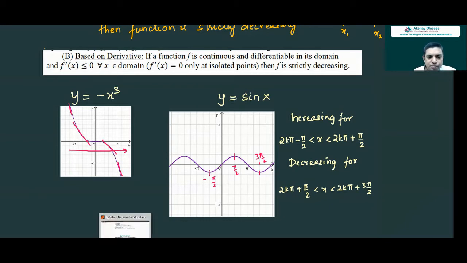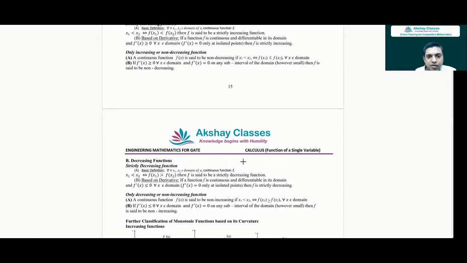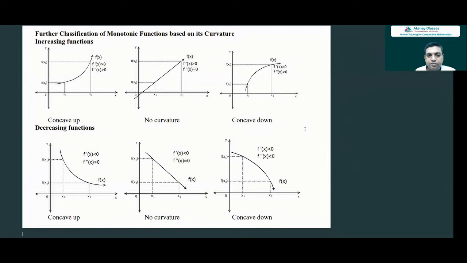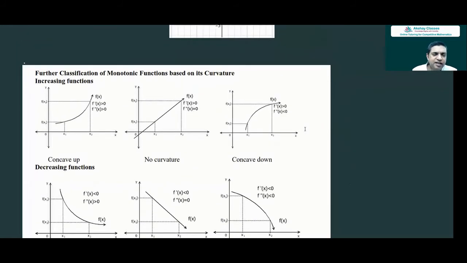And this is very useful in graphing. When we do curve tracing, this is something extremely important. A function may be increasing or decreasing, but its curvature differs. You see the curvature, this is concave up. The concave portion is upwards. Here there is no curvature, it's a straight line. And here there's a curvature which is concave down, or the convex portion is up.